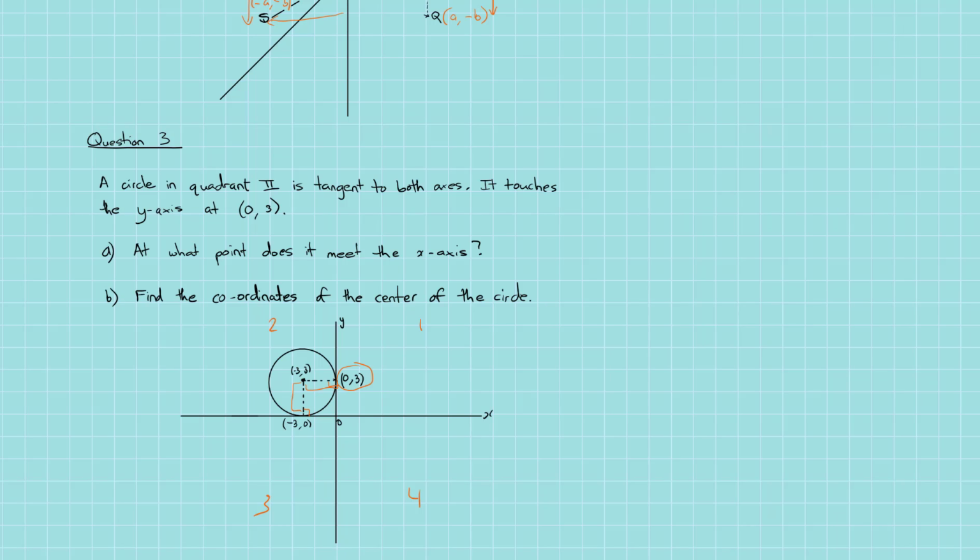And because of those two coordinates, minus 3, 0 and 0, 3, we know that the center of the circle must have coordinates minus 3, 3.